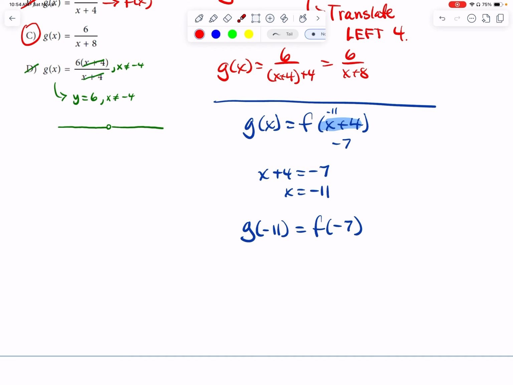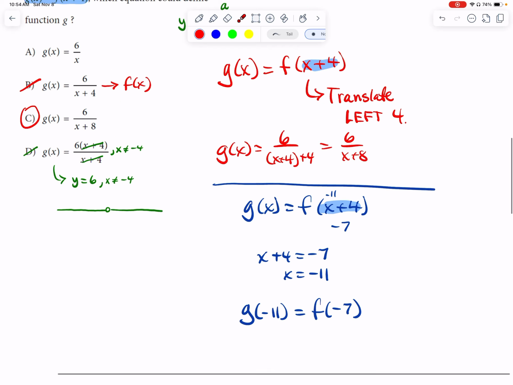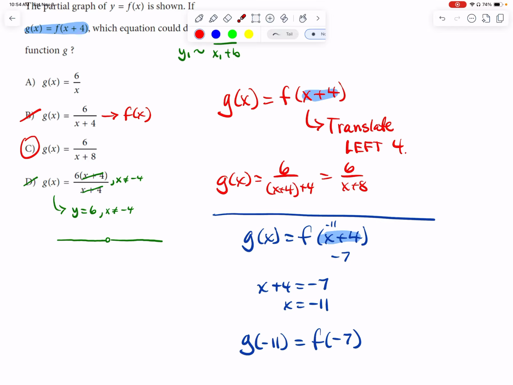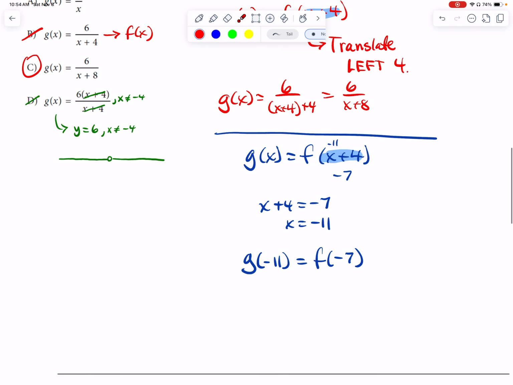Essentially the reason is that whenever we're doing function transformations, which is what this translation is in this case, it always works in inverse properties. This says x plus 4. I'm tempted to think that that means to the right 4, but the inverse of that is actually to the left.